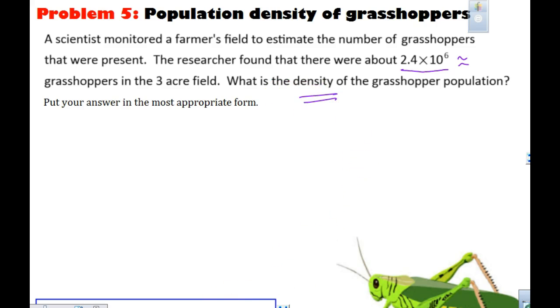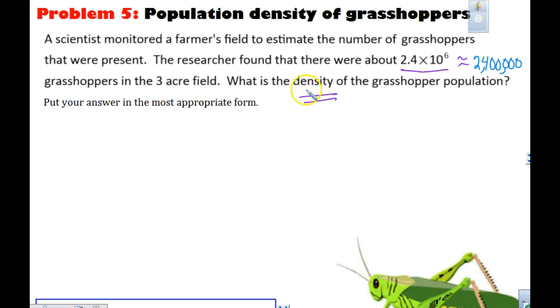You are going to have a density question on the test. It might not be the density of grasshoppers in an acre of land, but you will have a density problem. First off, what does 2.4 times 10 to the 6th look like? If I asked you on the test to just write it in standard form, that would be what? How many zeros? 5. 5 zeros, right? So it's like 2 million, 400,000 grasshoppers, right? That's a lot.